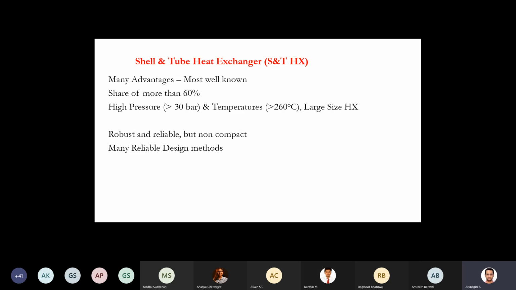So it is being used in many industries. The market share is very big, a $1 billion business, as it occupies 60 to 70% of process plants. And the applicability of these exchangers, you can see based on the pressure. Normally it can be used at pressures greater than 30 bar, and temperatures more than 260 degrees centigrade.